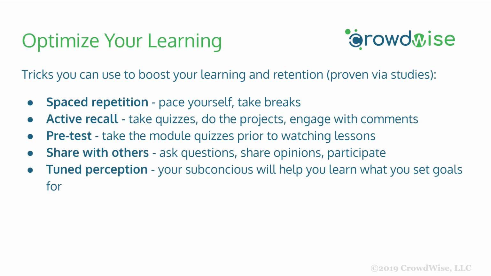Tuned perception is where your subconscious will help you to learn when you set goals. So, the best example of this is if you bought a new car. Let's say you went and bought a certain model and make of a car, or perhaps you bought a new pair of shoes that were a certain color and brand. I bet that if any of you have bought a new car recently or bought that new pair of shoes, as soon as you went back out into the world, you noticed a lot more of that exact car on the road and a lot more people wearing those exact shoes.